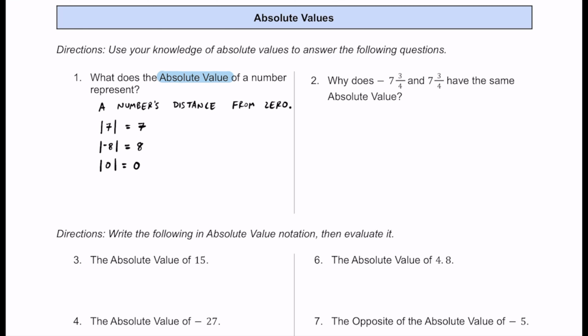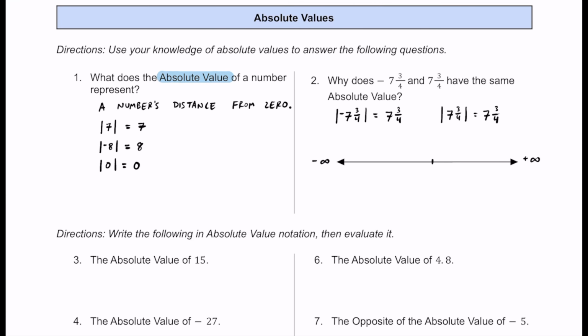For number 2, the question is, why does negative 7 3/4 and positive 7 3/4 have the same absolute value? Now if we think about it, if we go ahead and find the absolute value of negative 7 3/4, that would be a negative number, but it's just to the left of 0. Now the absolute value of that is just going to be positive 7 3/4. And then if we go ahead and take the absolute value of positive 7 3/4, you're going to find that that's also equal to 7 3/4, or positive 7 3/4.